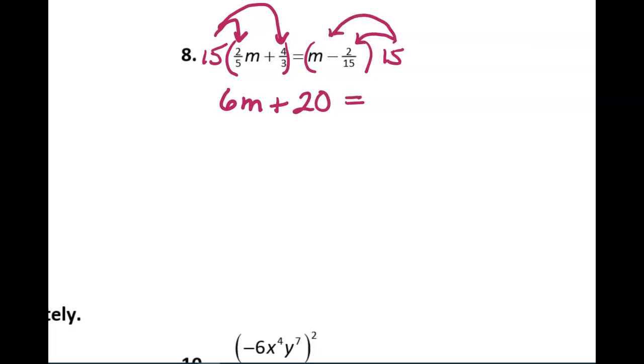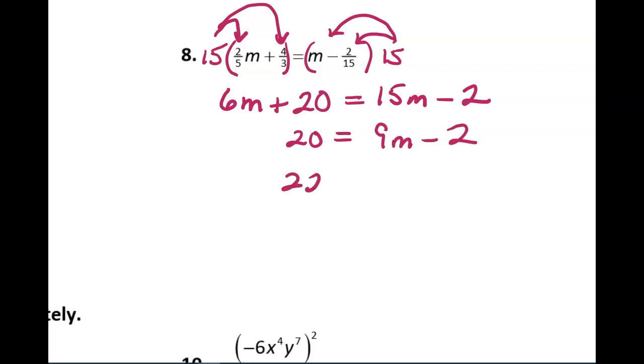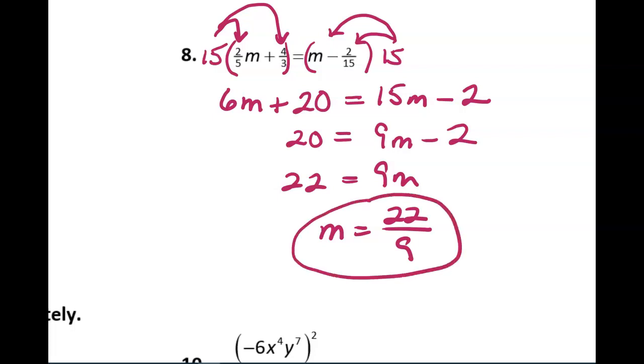On the right side of the equation, we distribute as well. 15m, and 1/15 of 15 is 1, so 2/15 of 15 is 2. Now we need to move the m's to the same side. We can certainly subtract 6m from both sides. That'll give us 9m minus 2 on the right. And then adding 2 to both sides, and then dividing through by 9. Right, we've got to undo the times 9 that's hanging off of the m. So dividing by 9 gives us 22/9.